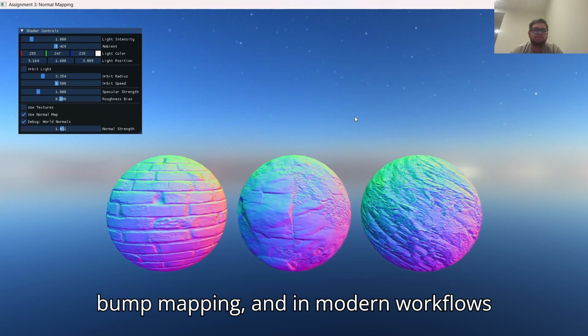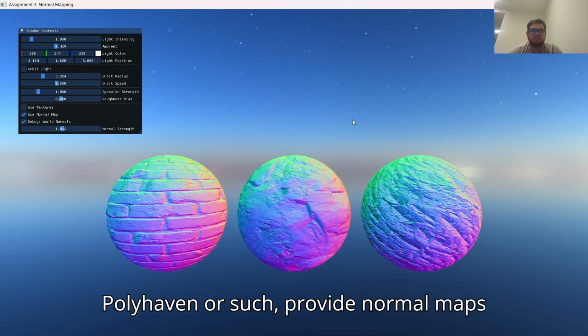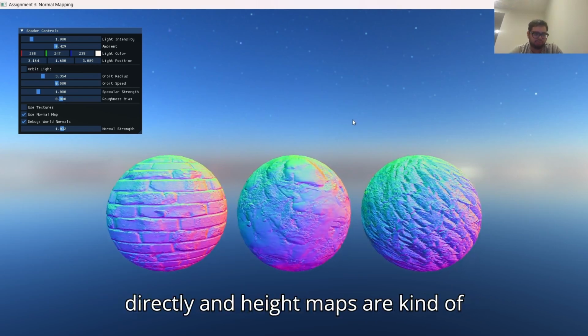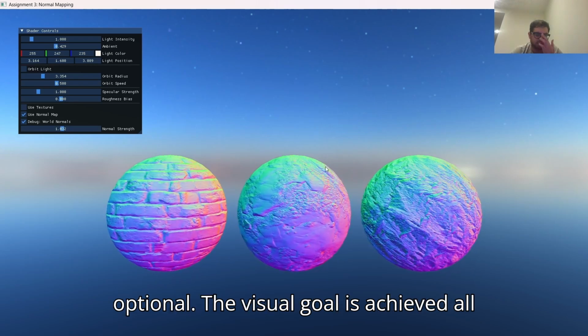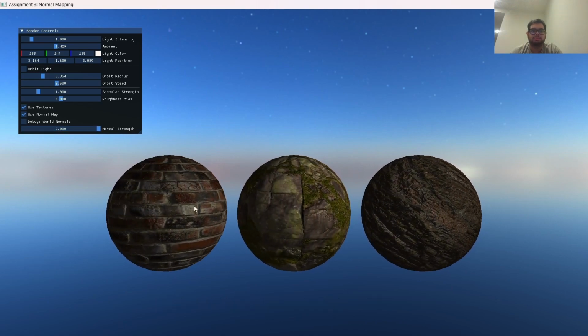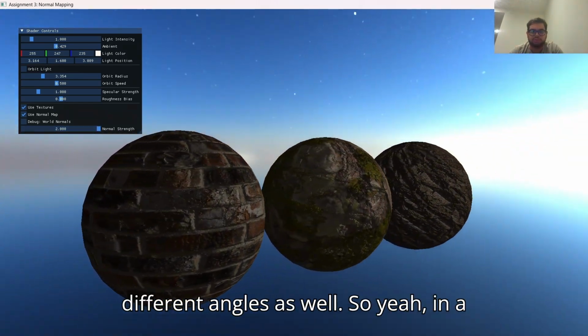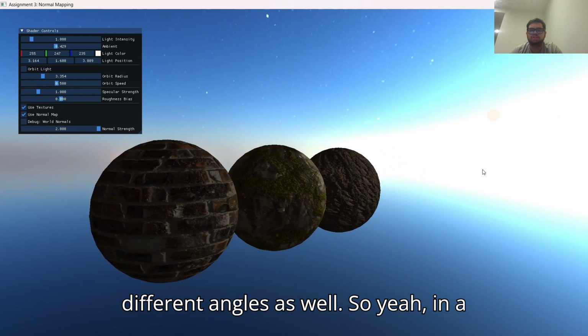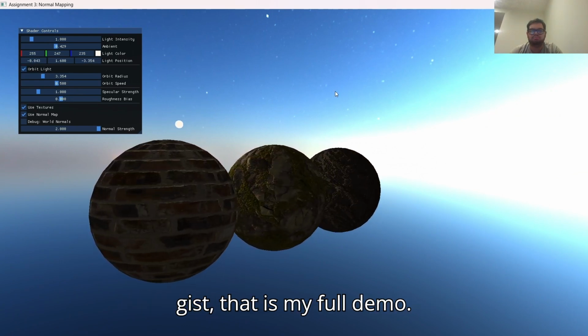And in modern workflows, texture libraries such as Polyhaven or similar ones provide normal maps directly, and height maps are kind of optional. The visual goal is achieved all the same because we can see proper geometry when we look at it from different angles as well. So yeah, in a gist, that is my full demo.